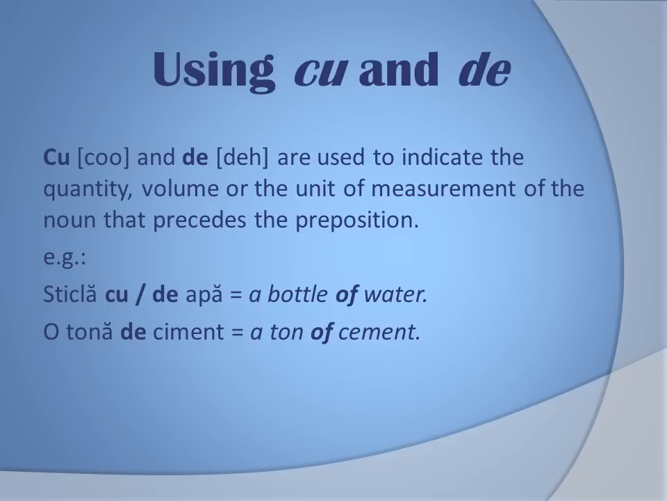So, let's learn how to use the preposition cu and the preposition de. Cu and de are used to indicate the quantity, the volume, or the unit of measurement of the noun that precedes the preposition. Let's have a couple of examples. Sticlă cu apă, a bottle of water. Or you can simply use de: sticlă de apă, a bottle of water. And an example made specifically for de: o tonă de ciment, a ton of cement.